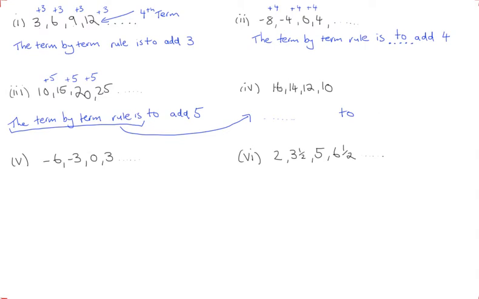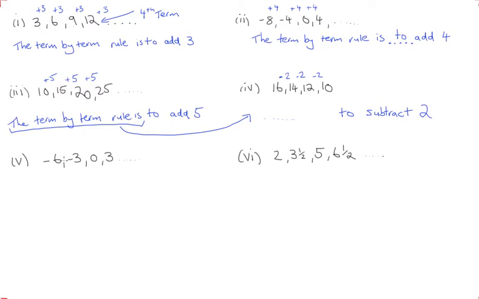Now, what's happening here? 16 to 14 to 12 to 10. Well, it's getting smaller, so we're not adding. We must be subtracting. So this is -2, -2, -2. So the term by term rule is to subtract, or you can say take away, to subtract 2, or to take away 2.